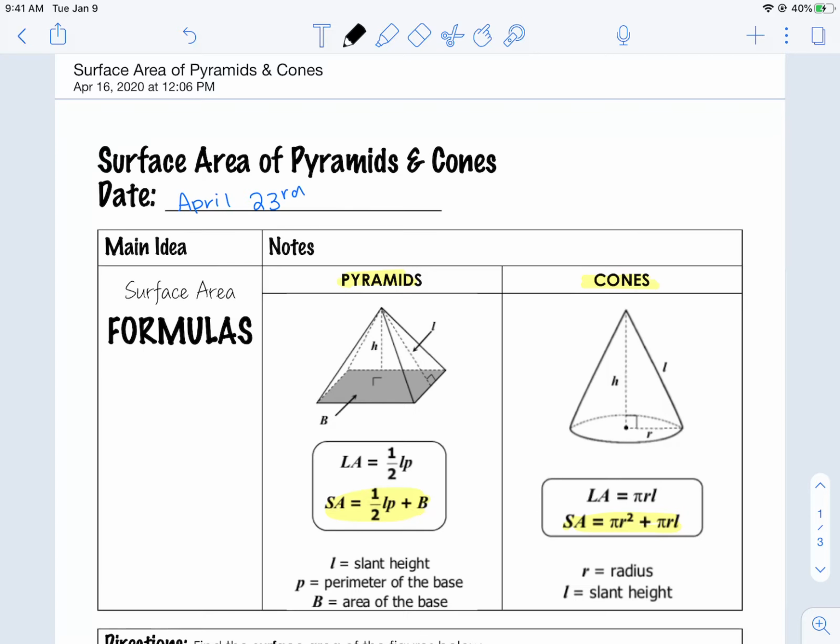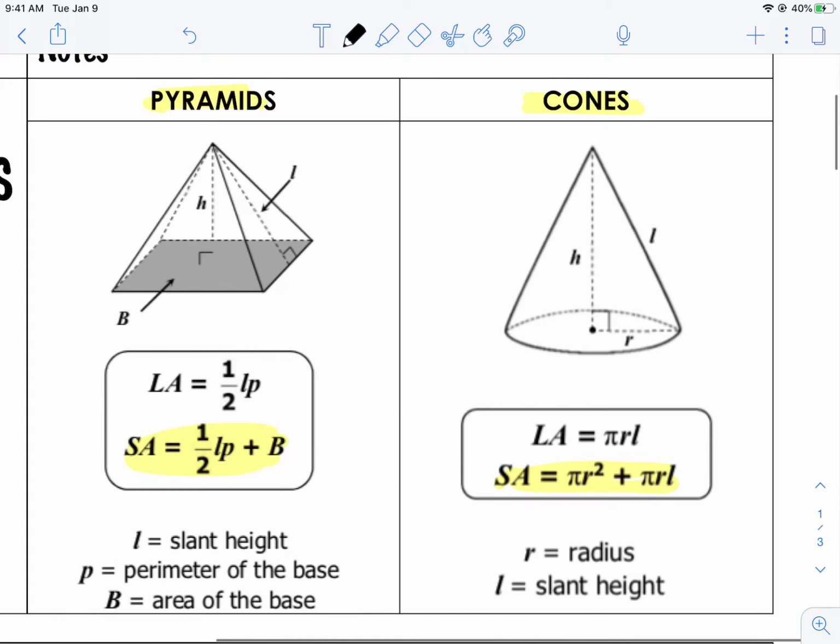Okay, today is April 23rd, and we are talking about the surface area of pyramids and cones today. So here are the two formulas that we're going to be using. For a pyramid, you have your lateral area, which again is everything but the base, and then surface area includes the base. Same thing for a cone. You have your lateral area, and then the surface area, which includes your base, which is a circle.